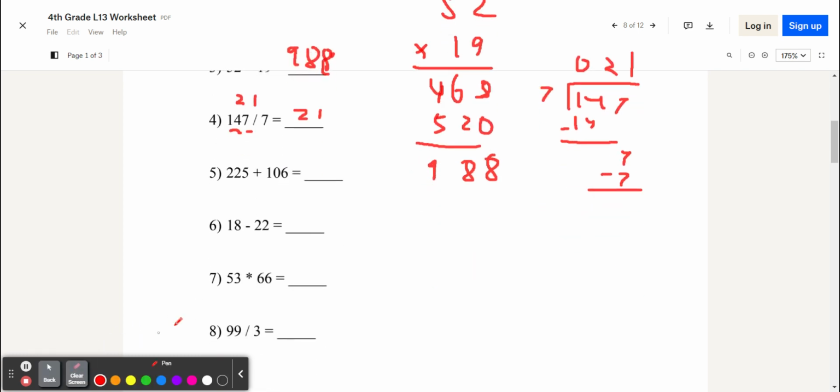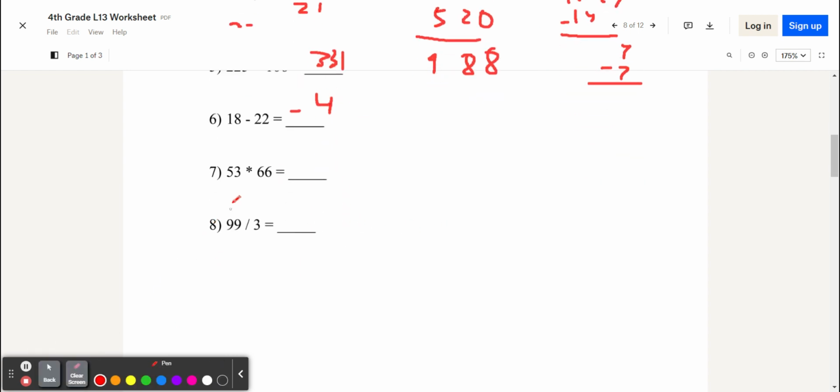And then for these next questions, 225 plus 106 is just 331. 18 minus 22 is negative 4. That's a negative number, but that's okay. And then we have 53 times 66, which is 3,498. And then 99 divided by 3. 9 divided by 3 is 3. 9 divided by 3 is 3, so we just get 33.